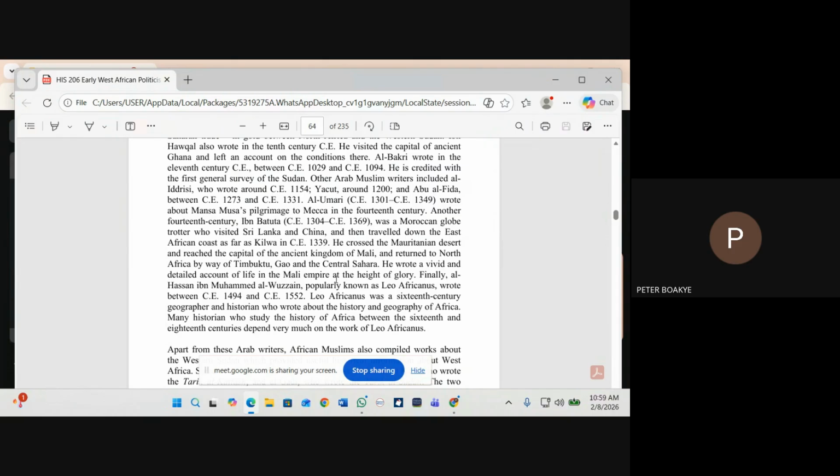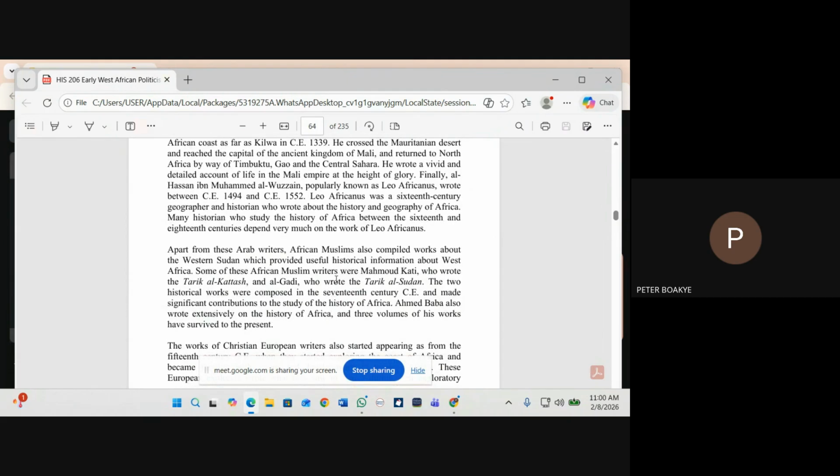Leo Africanus wrote between 1494 and 1552. He was a geographer and historian who wrote about the history and geography of Africa. And these are a lot of works.